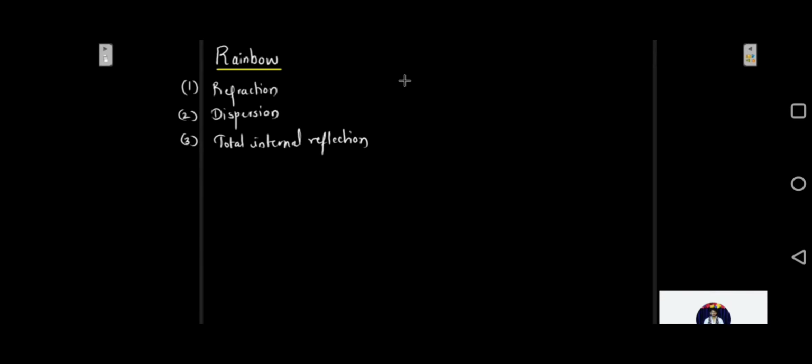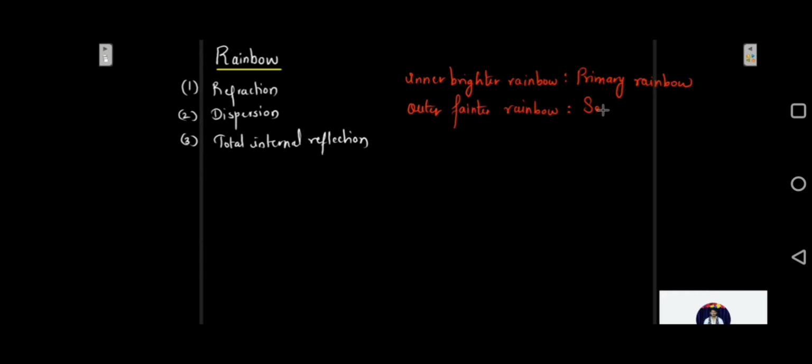So the inner, brighter rainbow is called the primary rainbow, and the outer, fainter rainbow is called the secondary rainbow.